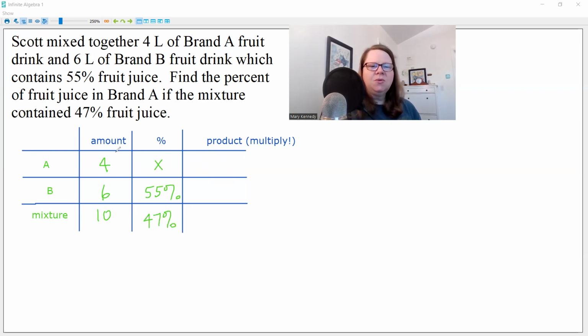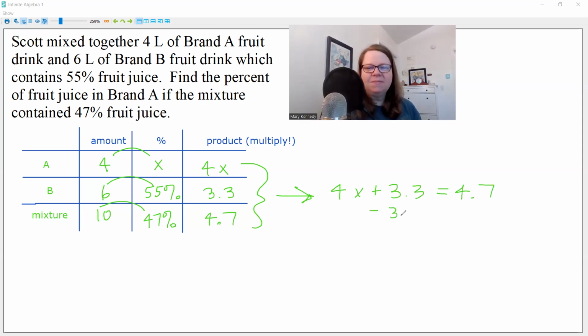Okay, so you multiply across to get these values. 6 times 0.55 is 3.3, and 10 times 0.47 is 4.7. Then you set this up as the top plus the middle equals the bottom. That's what you do every time.